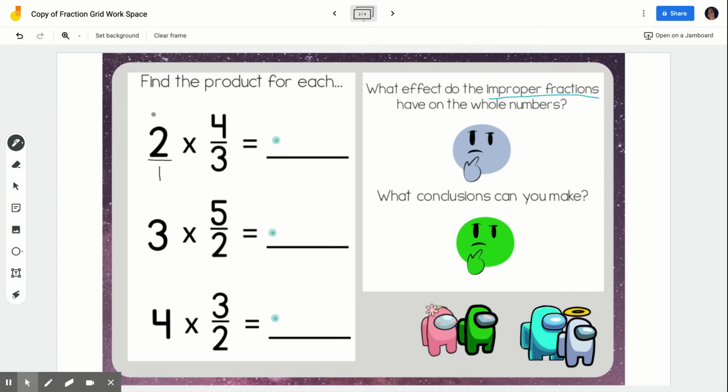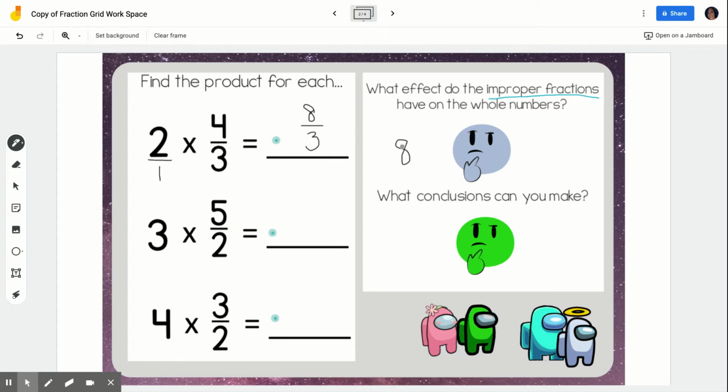Okay, so we're going to multiply straight across the numerator. 2 times 4 is 8. And straight across the denominator, 1 times 3 is 3. So I ended up with another improper fraction. Well, I'm curious, my brain wants to know what is the value of this improper fraction. We know fractions are division. So I can say 8 divided by 3.